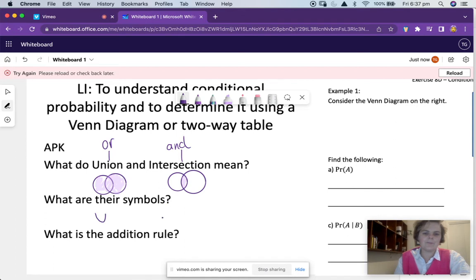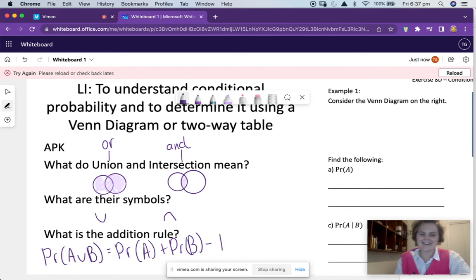You've got union and intersection. And the addition rule is the probability of A union B equals the probability of A plus the probability of B. And I reckon you guys are knowing by now that we also got to subtract the intersection, because of course if we add the probability of A with the probability of B, we'll double count that middle bit, so we've got to subtract it just to make sure.